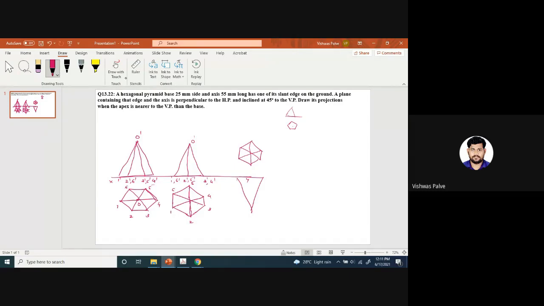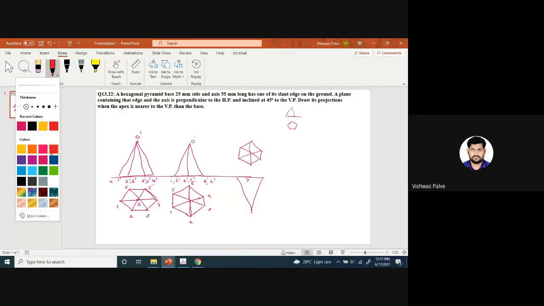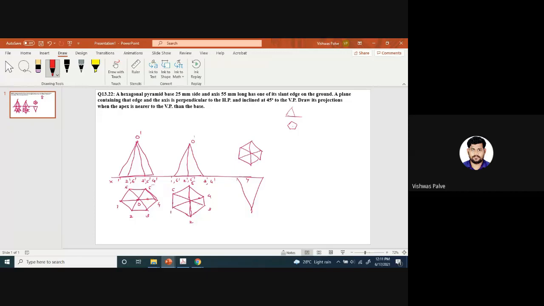Where are the slant edges? So these are the slant edges. One, so I'll change the color now. Okay, these are the slant edges. These are the slant edges. Here also, these are the slant edges.